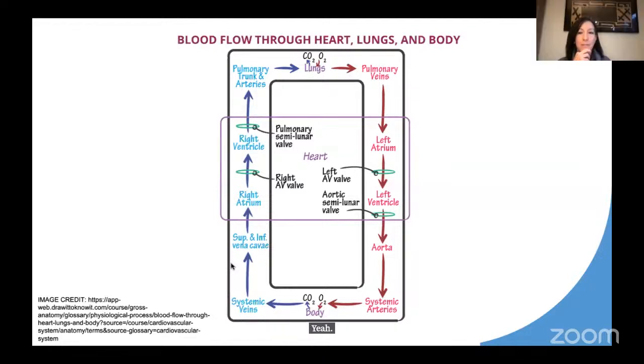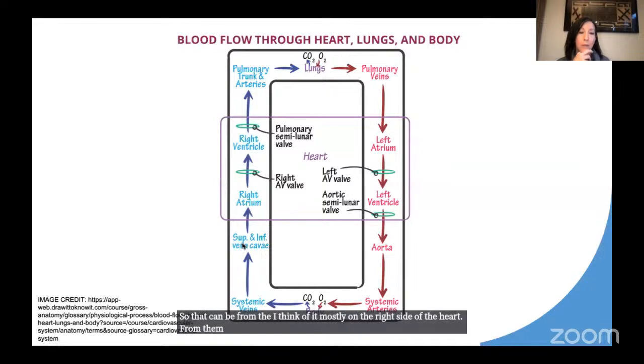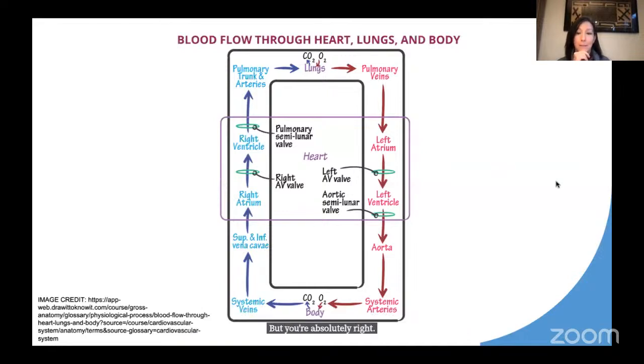Yeah, I think of the tank as the amount of blood that's returning to the heart. I think of it mostly on the right side of the heart, from the large veins of the body. But you're absolutely right that the lungs can also serve as a bit of a tank coming back to the left side. Thank you.